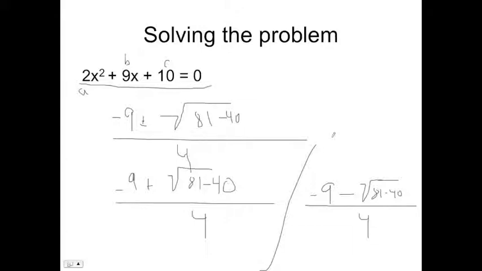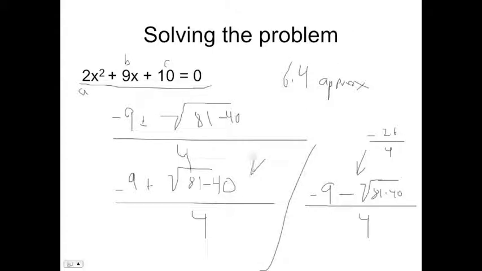So there are two answers. The square root of 81 minus 40, which is the square root of 41, happens to be approximately 6.4. So this equation, if you solve it, amounts to negative 2.6 over 4.